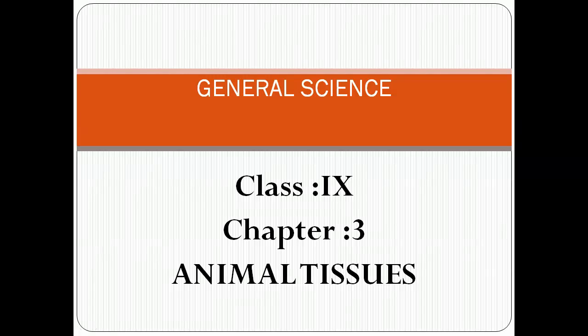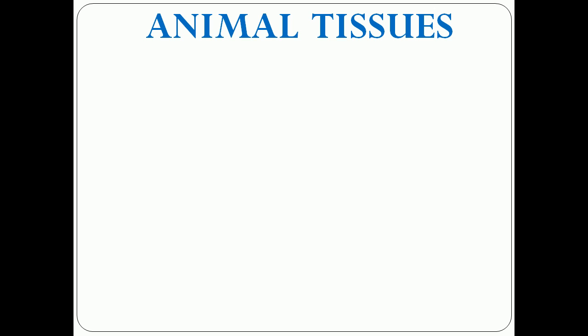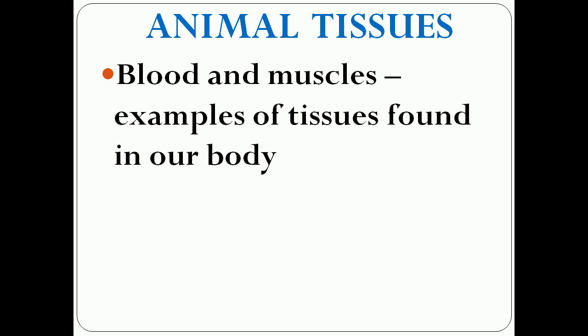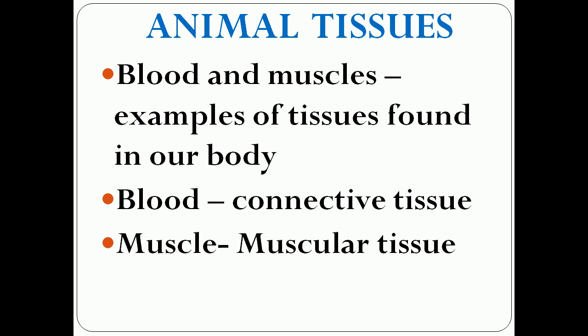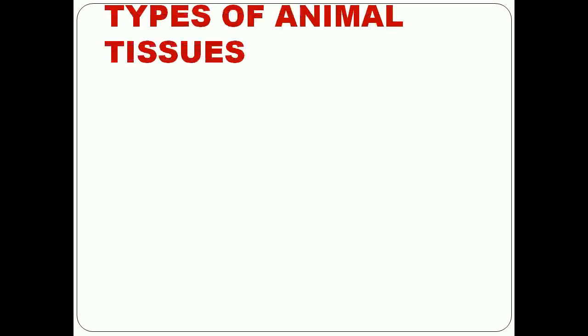Good morning, children. Last class, we saw about animal tissue and their types. We have seen some common examples of animal tissues. They are blood and muscle tissue. Blood is a connective tissue, muscle is a muscular tissue, and we have seen the types of animal tissues. There are 4 types of animal tissue.